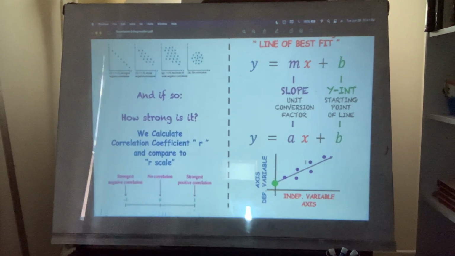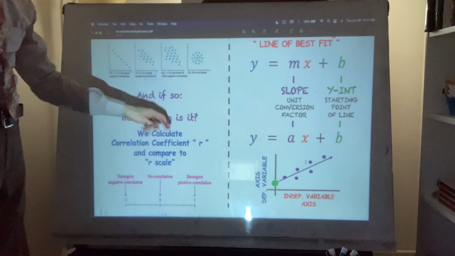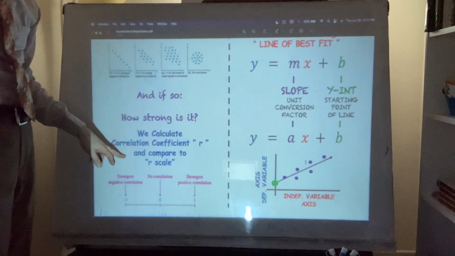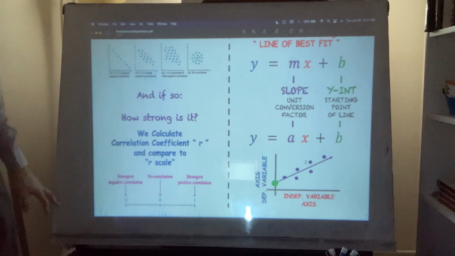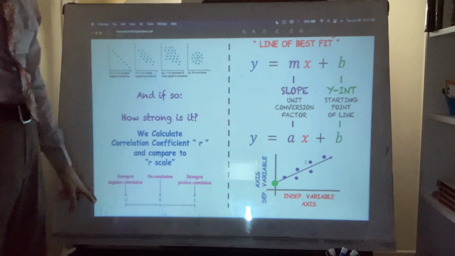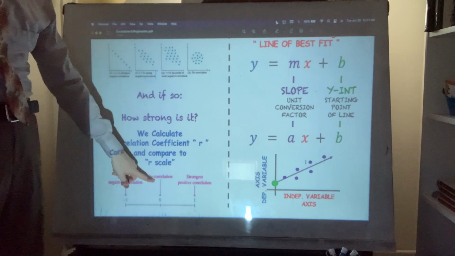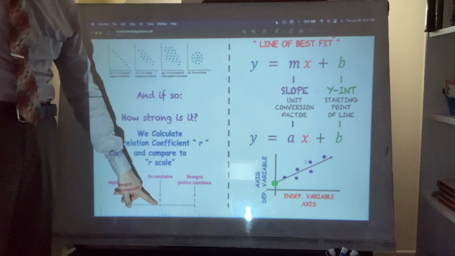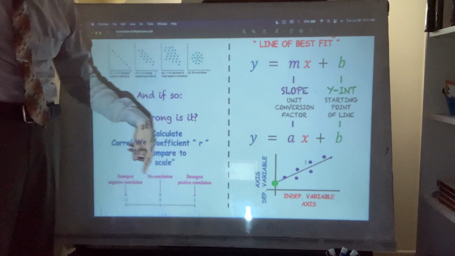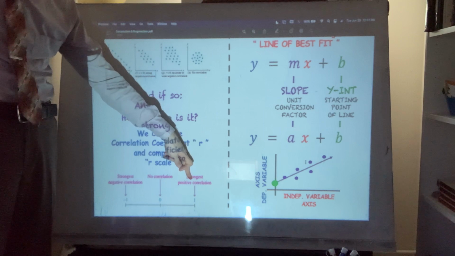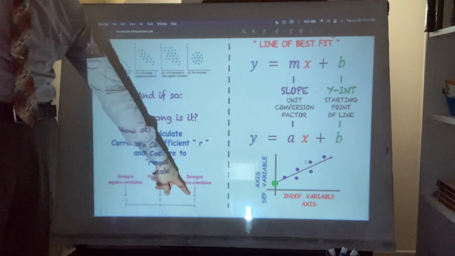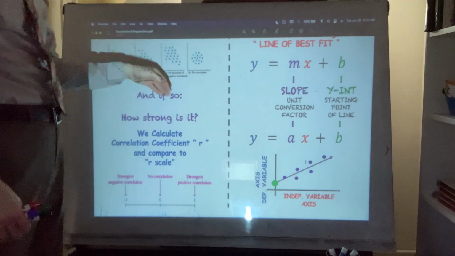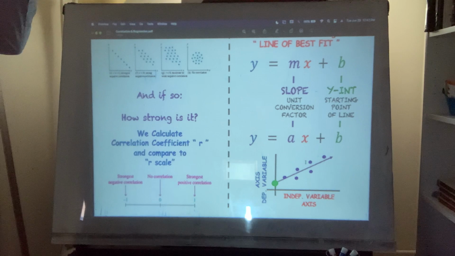To quantify how strong the relationship is, we calculate a correlation coefficient known as R, and we compare it on this scale here. As you can see, I swiped this diagram from the same packet. If there is no relationship, then you're probably at 0 or close to it. If there's a strong relationship, it would either be a magnitude of 1, negative or positive. Don't be deterred by seeing a negative. It just means that the data is sloping in a downward position from left to right.